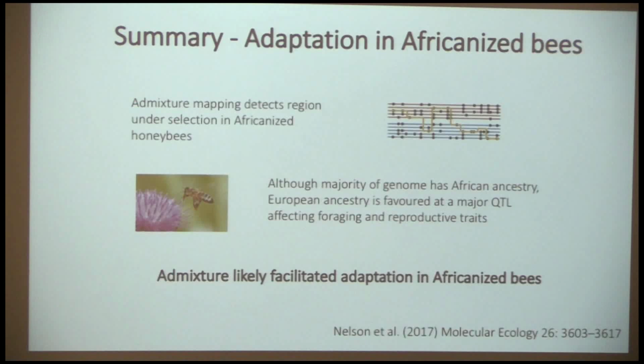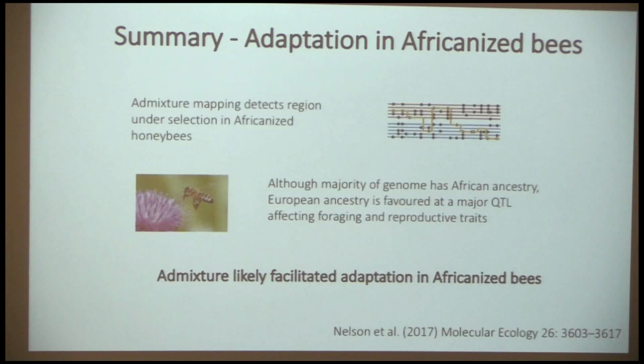So in summary, from this Africanized bee study, by using admixture mapping, we think we can detect regions that seem to be under selection in Africanized bees, and that there's a specific region of increased European ancestry, which seems to have been under selection in this population.